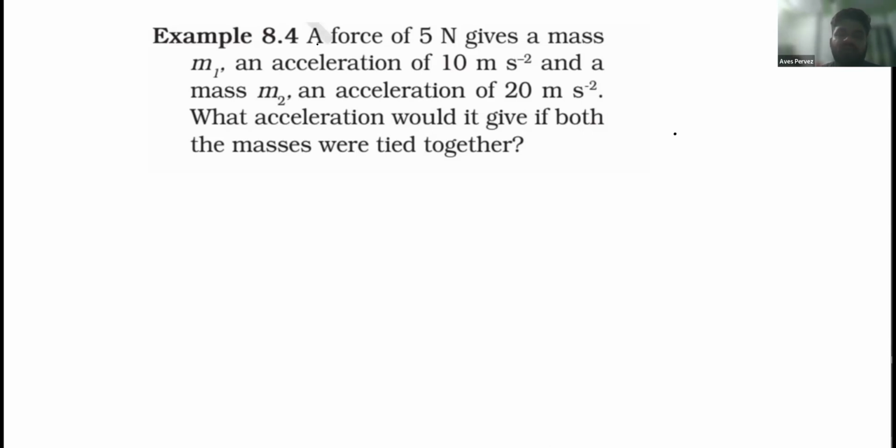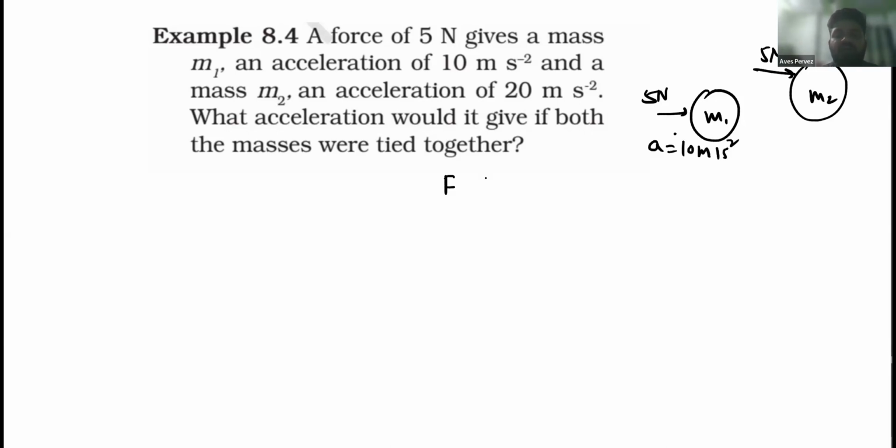A force of 5 Newton is applied to both objects: one has mass m1, and the other has mass m2. If m1 produces an acceleration of 10 meter per second square when the 5 Newton force is applied, we can calculate F equals m1 into a1. The force is common for both.